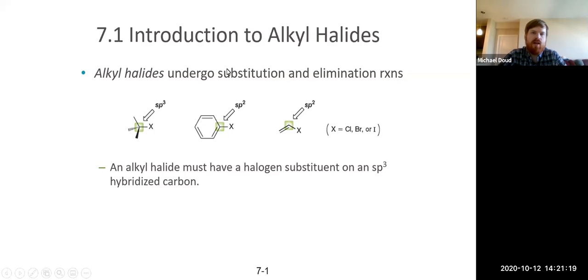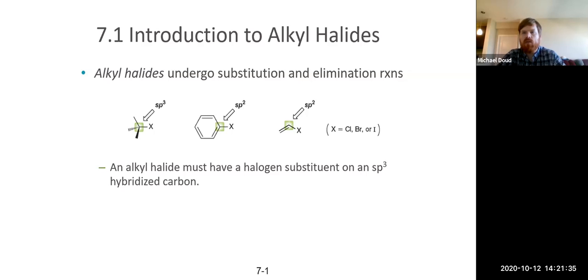Welcome back to Organic Chemistry 1. We are moving straight into Chapter 7. And in Chapter 7, we're going to talk first about alkyl halides and then two of the very important classes of reactions that they participate in, one being substitution and the other being elimination.